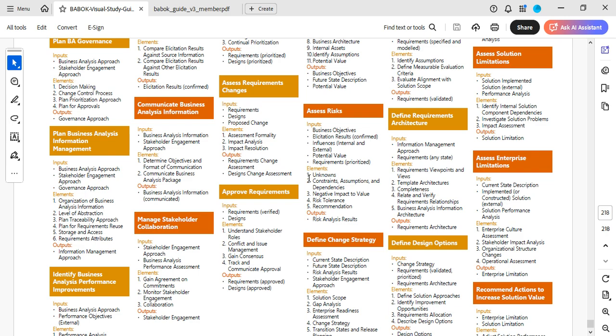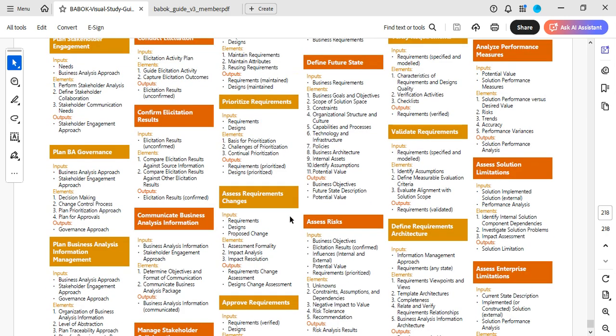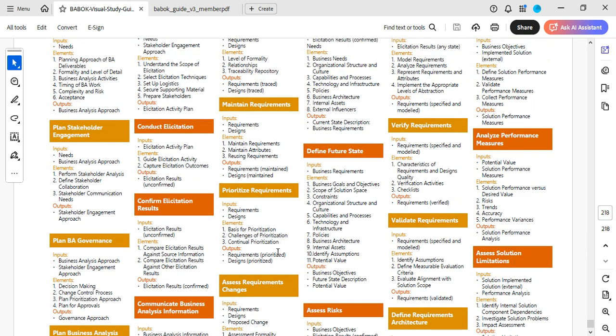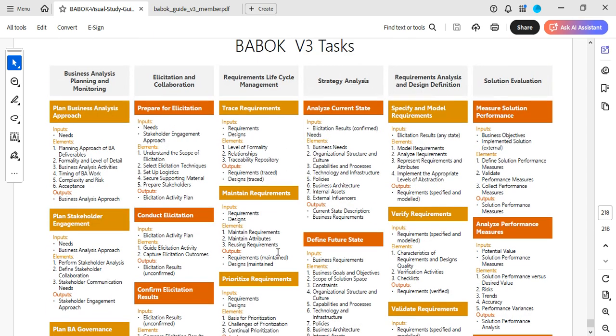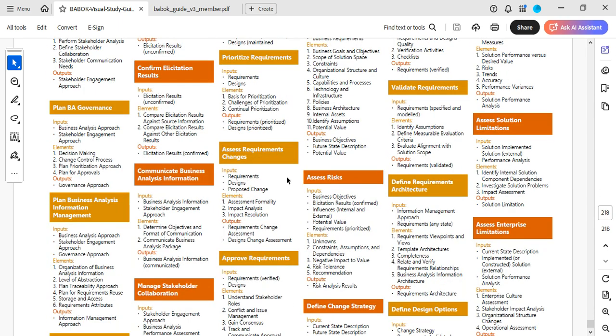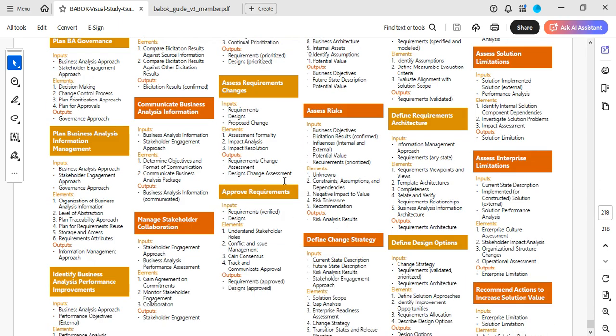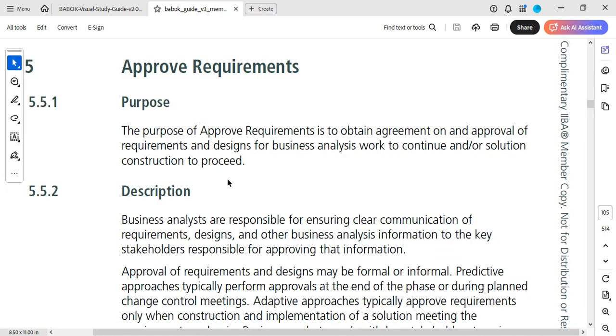So the last time we looked at assess requirements changes, and also just as a reminder, we are on requirement lifecycle management. We looked at trace requirements, maintain requirements, prioritize requirements, and assess requirements changes, and we're going to look at the last task here, which is approve requirements. Okay, so let's jump right into it.